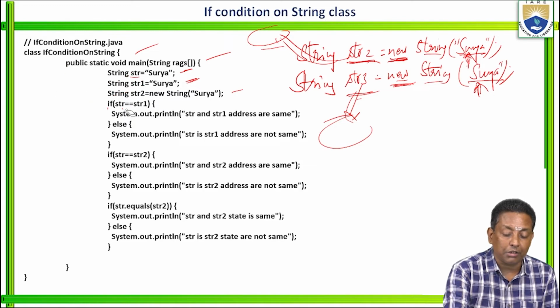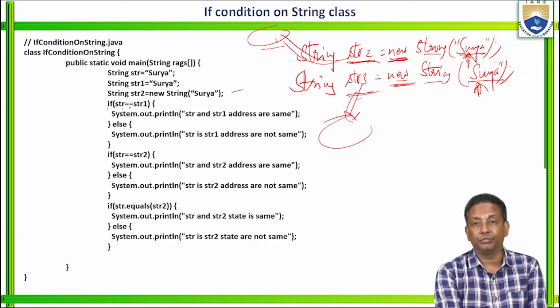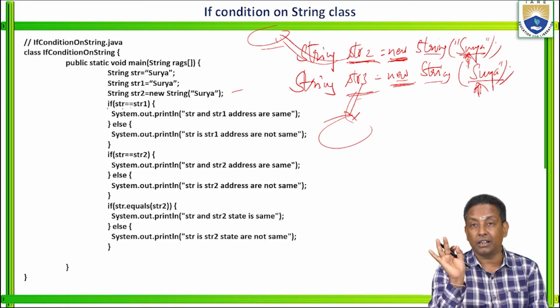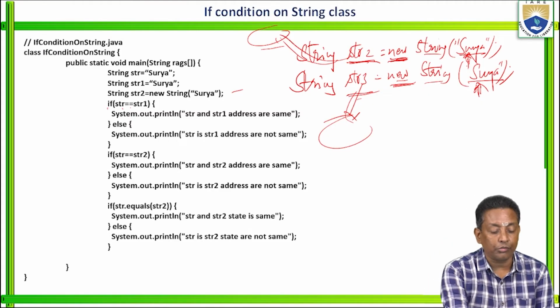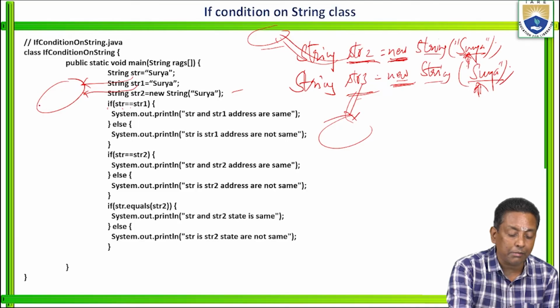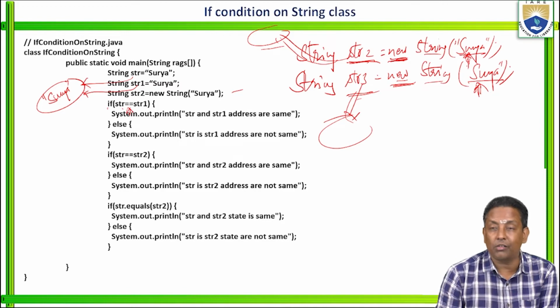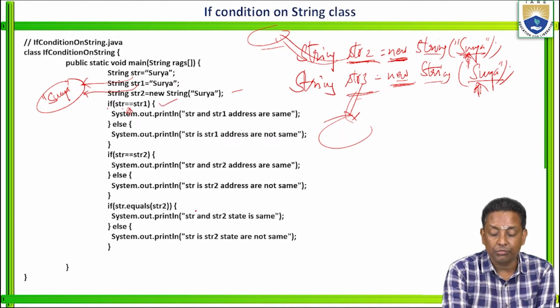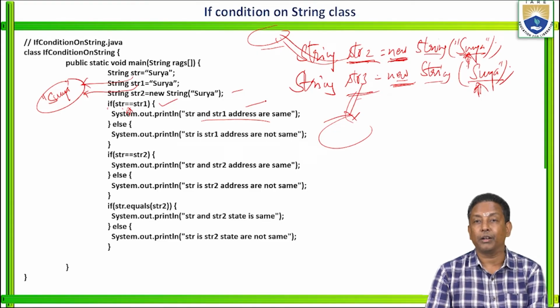So I am writing a condition here like this. If str is equal to str1, both internal states are the same and they are assigned directly, so those two object references point to the same memory address, where capital S would be stored. Both point to the same memory location. Hence if you write str == str1, the condition will become true, and the statement will be printed: str and str1 addresses are same.